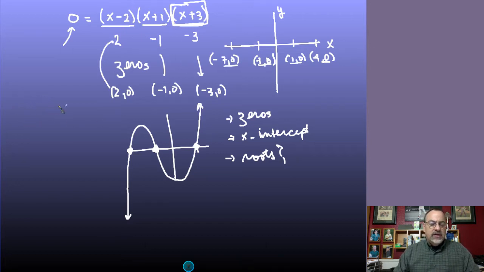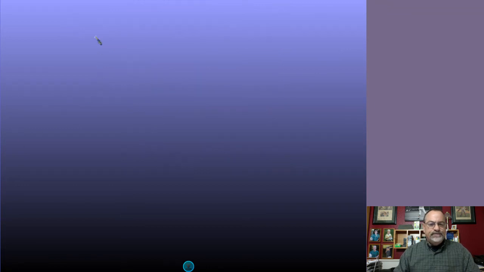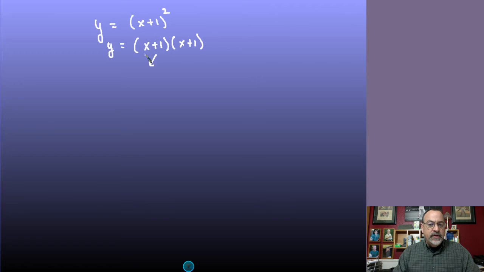Okay, now let's talk about multiplicity. In other words, what if we have this x plus 1, let's say, squared? Now, remember, the squared is in front of the parentheses, so what this actually means is x plus 1 times x plus 1. And again, if this is equal to 0, what are the zeros of the function? Well, what would make this one 0? Negative 1. What would make this one 0? Well, negative 1. So negative 1 is used twice. So what we do in this case is we say that the 0 of the function is negative 1 because that will make this 0.